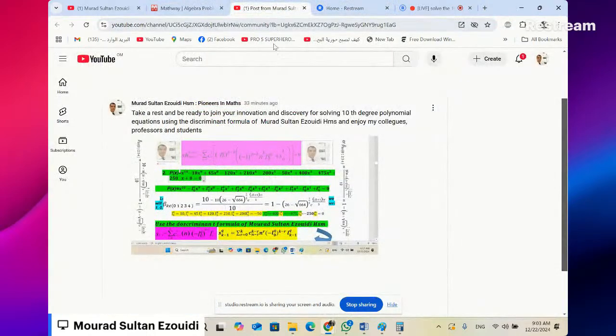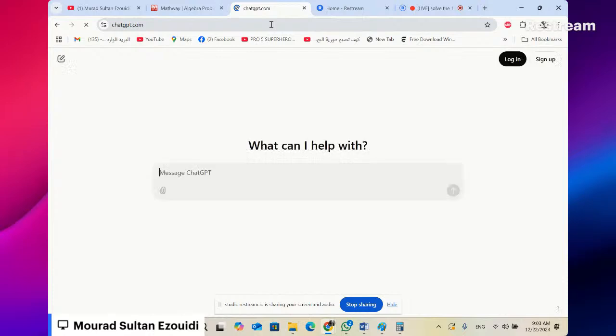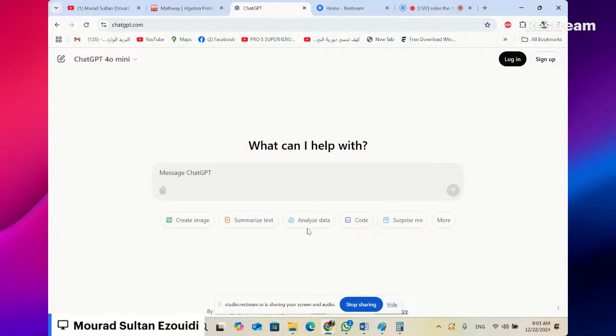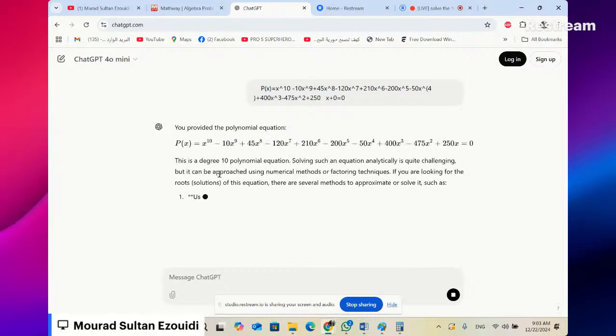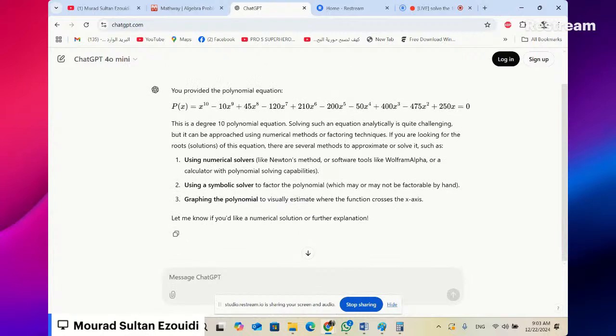Go to ChatGPT. Okay, solve this, please. Enter. We provide the formula after that. We just find x equals 0 from the x root class using the simple solver.